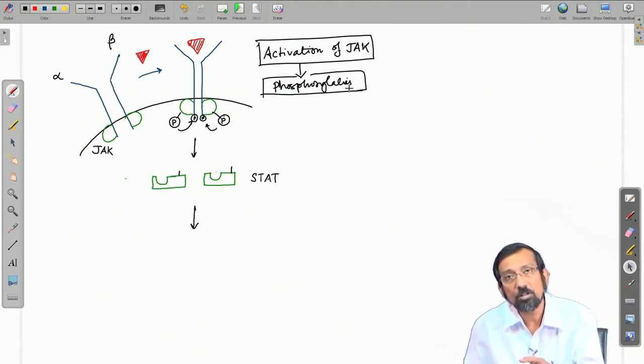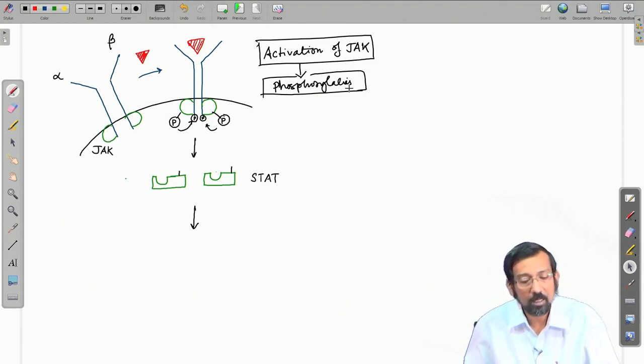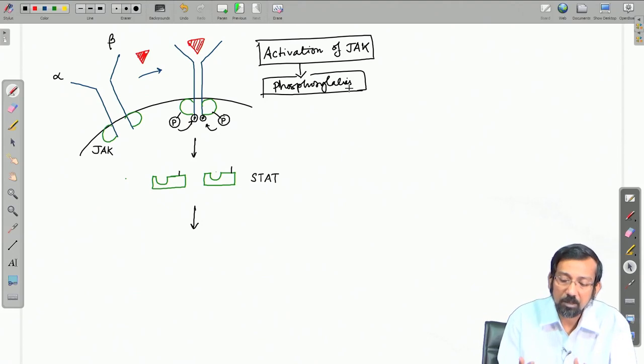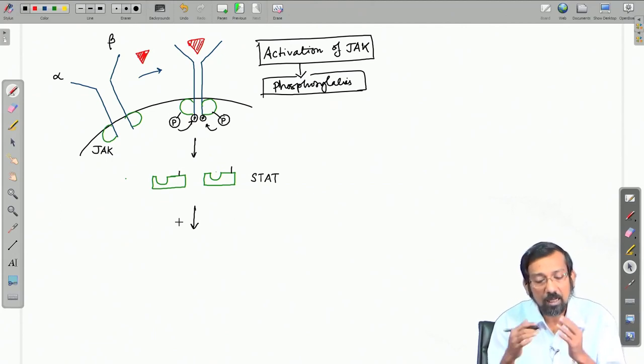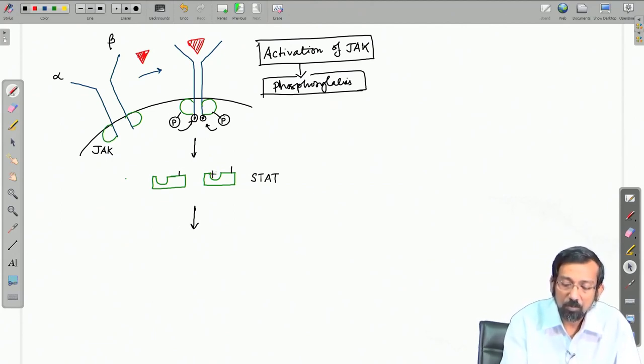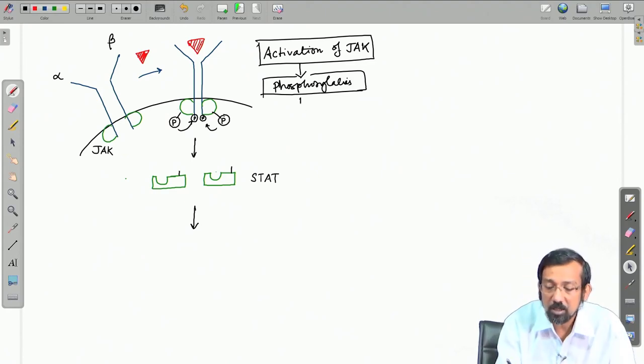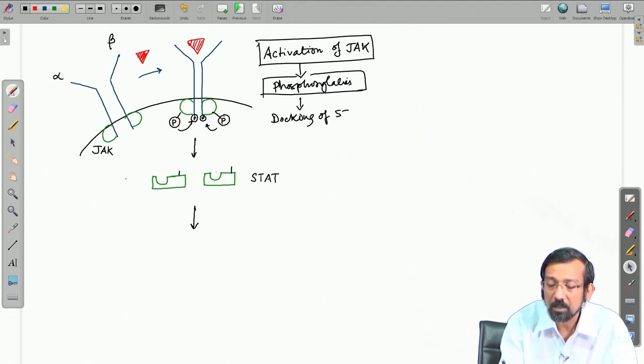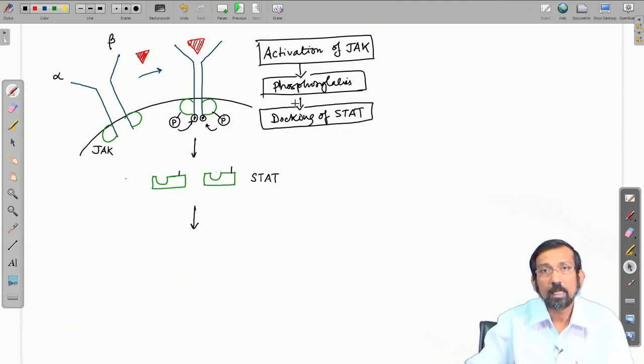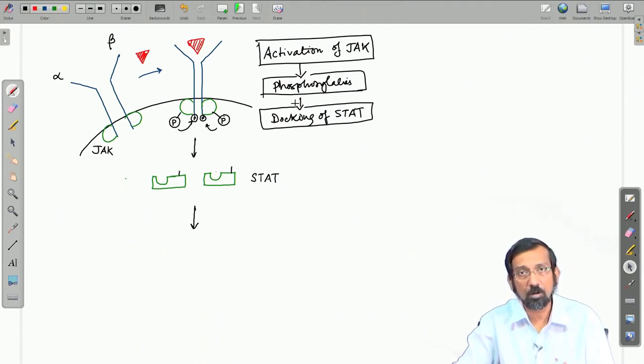When these tyrosine residues on the receptor subunit are phosphorylated, that offers a site for the STAT. This STAT normally is roaming around, and now that helps the STAT to dock onto the receptor. So the next step is docking of STAT. The STAT, which is normally moving around, goes and binds to the receptor.